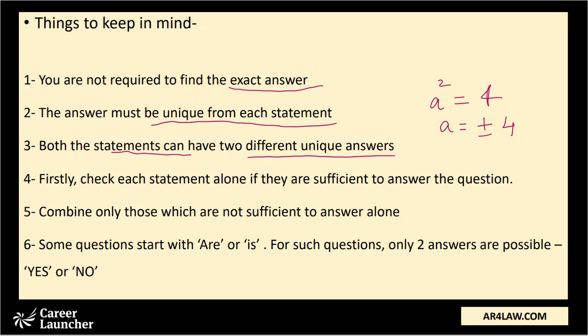As we have seen in the flowchart also, firstly check each statement alone to see if it is sufficient to answer the question. That is the first most thing. And combine only when you see they're not working out individually. When you see that individually they are not leading us to an answer, then you would go ahead and try to combine the data in both the statements and see if the answer is possible or not. Now, some of the questions you would see in the language start with are, is, or can. For all such questions, only two answers are possible: yes or no.